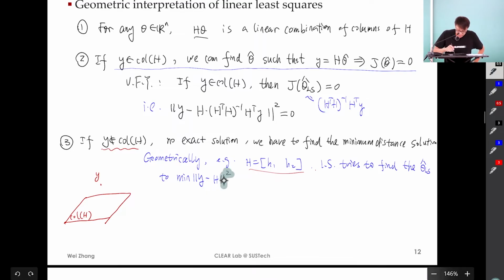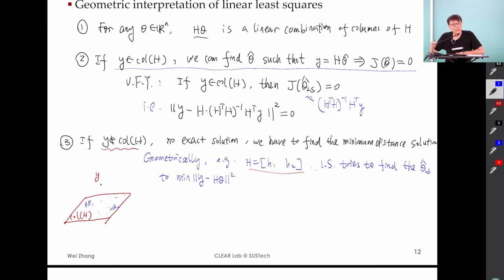Square, oh sorry, there's H theta squared, okay? As you change theta, your variable, you can cover almost all the points on the column space of H, right? So as you change theta, there will be something like this will be H theta 1, this point maybe H theta 2. You can cover all the points on the plane. That's the definition of the plane.